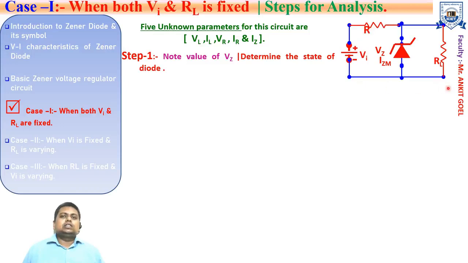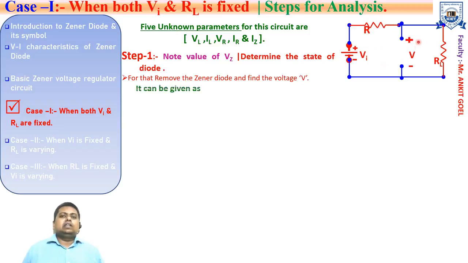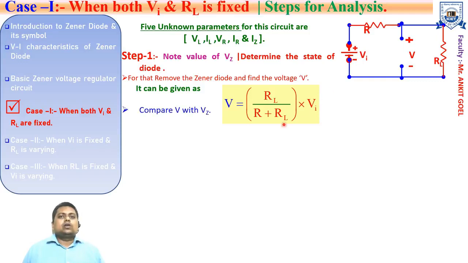For these DC conditions, what is the state of the Zener diode? For that, you first need to remove the Zener diode from the circuit and find the voltage V across the open terminals, right? So it can be easily found by applying the voltage division rule as V equals RL upon R plus RL into Vi, right? So now compare the value of V with Vz. You will get two cases: either V comes out to be less than Vz, or it comes out to be more than Vz.